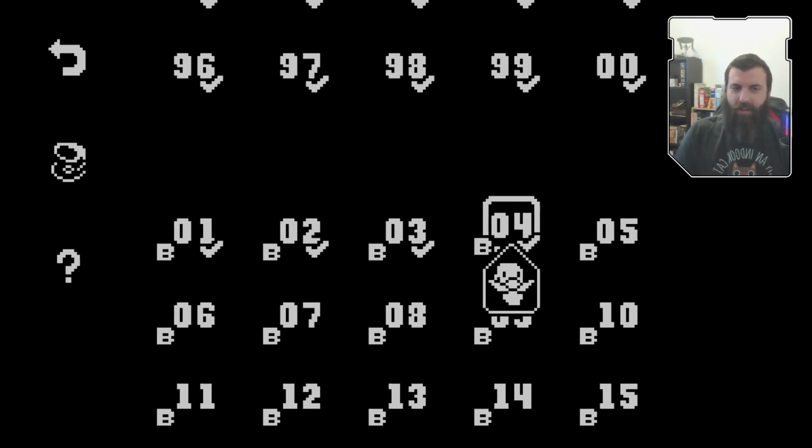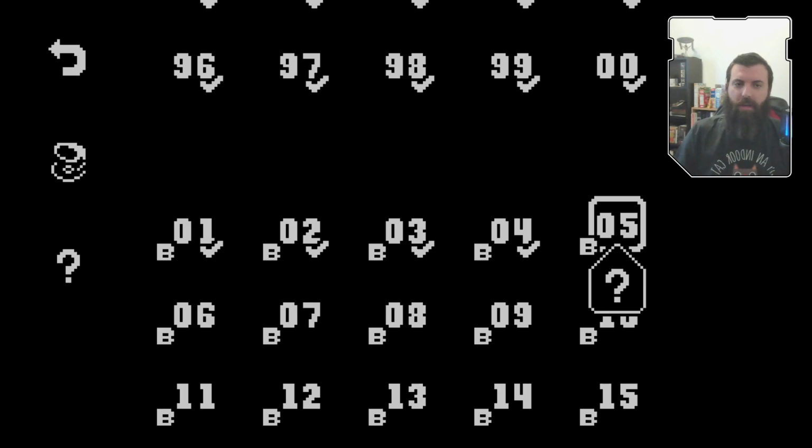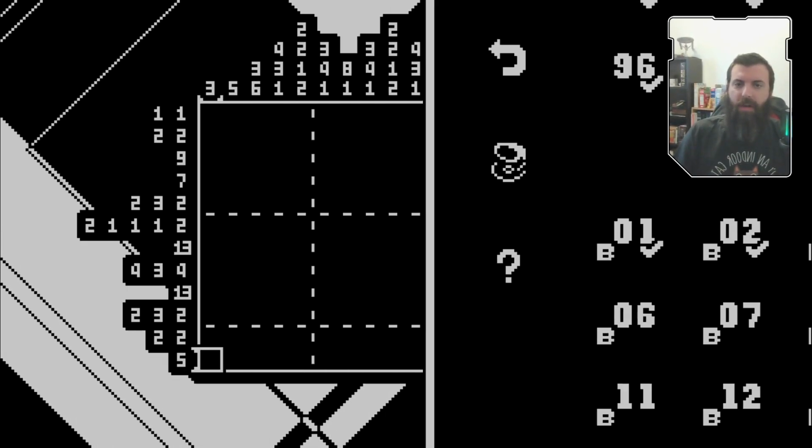Get this little fella. The miner, the dwarf, don't super know what the proper name for these guys are. Miners. Sim done. Let's go on to B05.